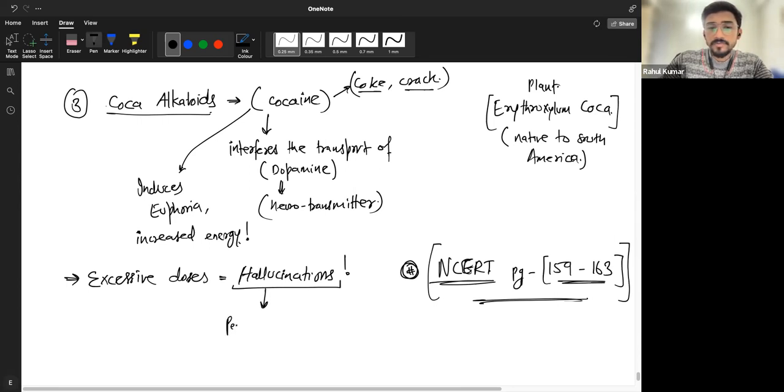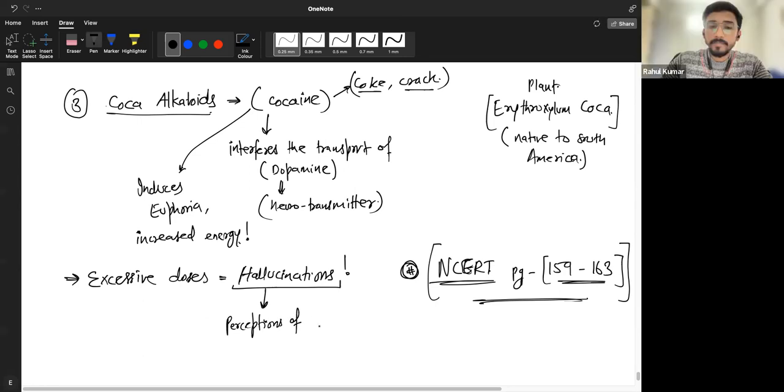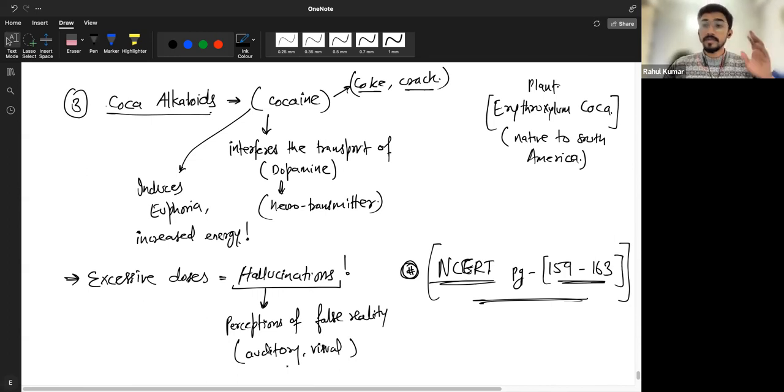Hallucinations are perceptions of a false reality, like believing something is there when in reality it's not. They can be auditory, where you hear something which is not there, or visual, where you see something which is not there. It's not part of reality but you think it's real. That's called hallucinating things which never happened or are not happening.